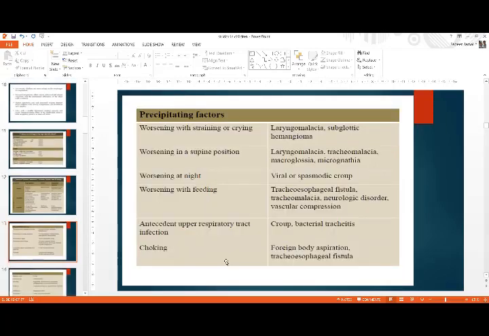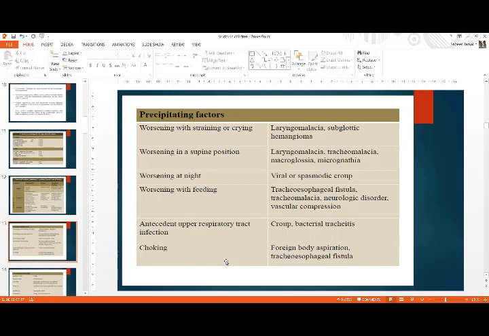There are certain precipitating factors which, if present, will cause the worsening or the precipitation of stridor. If you observe that the stridor worsens with straining or crying, then you should think of laryngomalacia or subglottic hemangioma as the underlying cause. If the stridor worsens with the child being placed in supine position, then again laryngomalacia and tracheomalacia are at the top, followed by macroglossia and micrognathia.